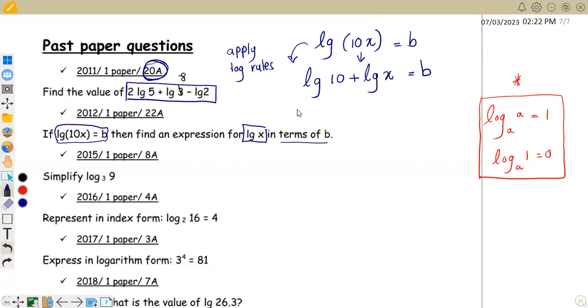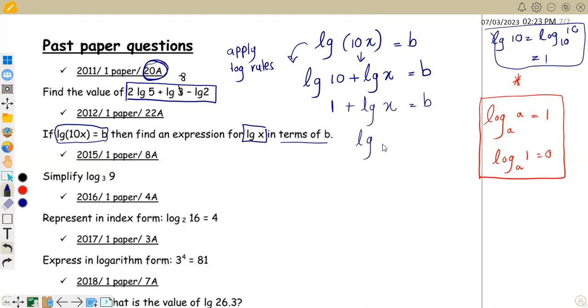Then here LG10 means what? It is logarithm to the base 10, logarithm of 10 to the base 10. The value is 1. The logarithm of a value to the same base equals 1. Therefore, here it is 1 plus LGX equals b. Then LGX equals b minus 1.